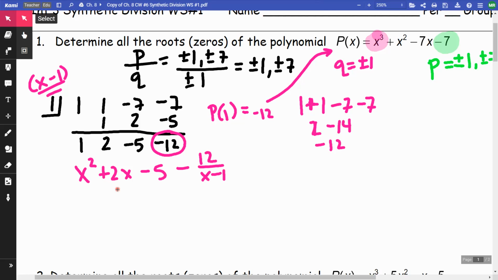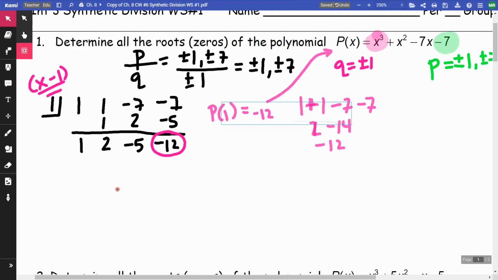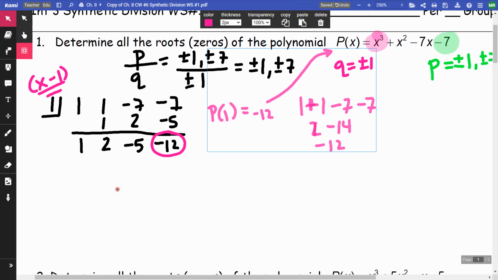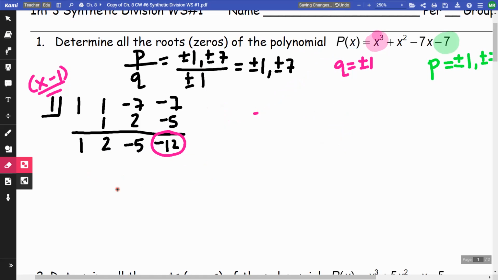Now, on this worksheet, we're not using it to physically do the division. We are using it to find our solutions. Let me just get rid of this so I've got more space. So 1 is not a solution, okay? And x minus 1 would not have been a factor. So let's see, let me try a 7. Let's see what happens with 7.